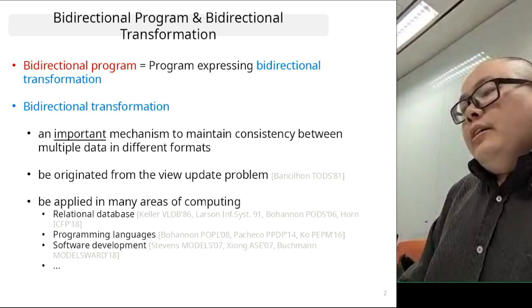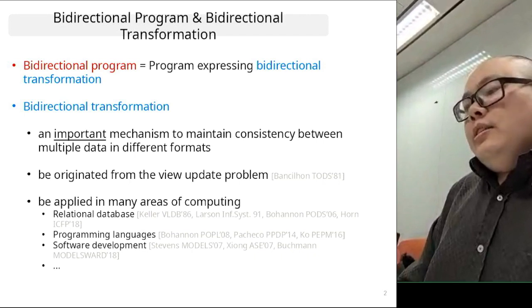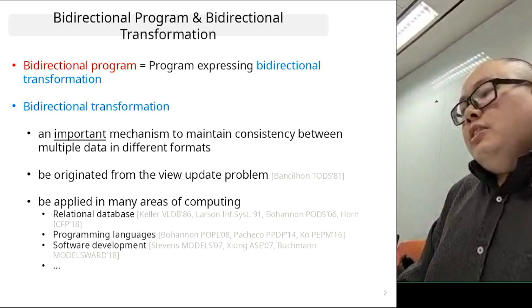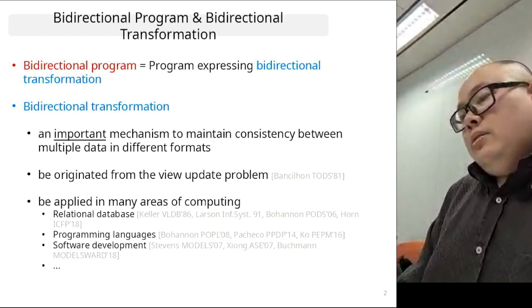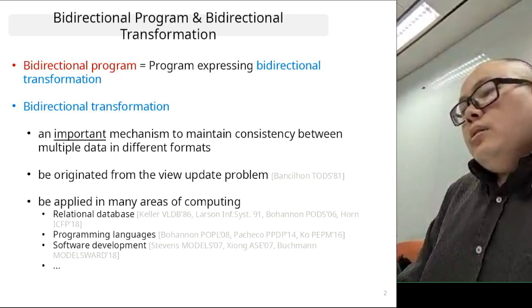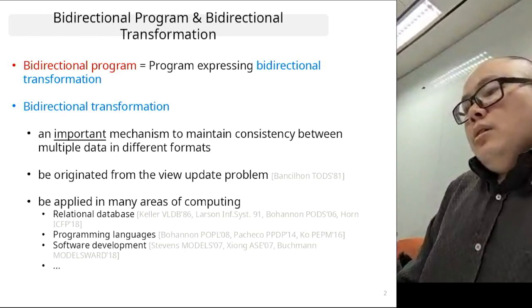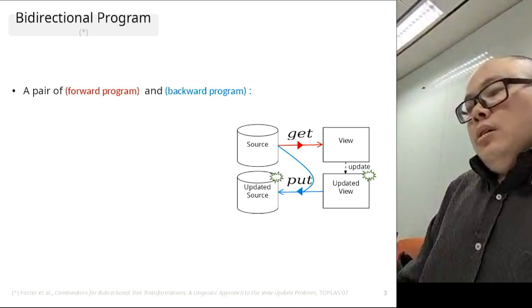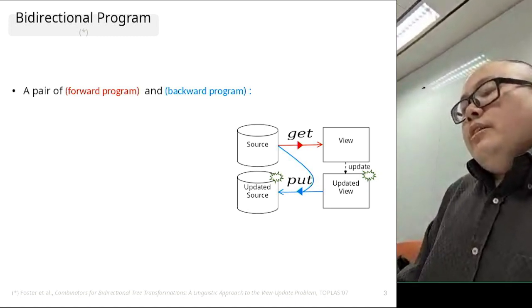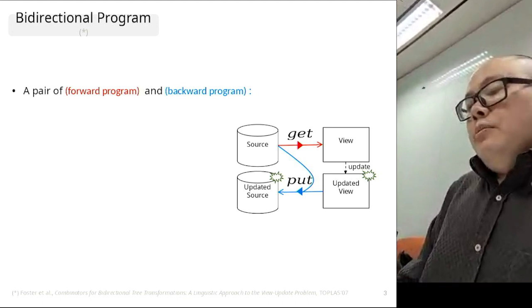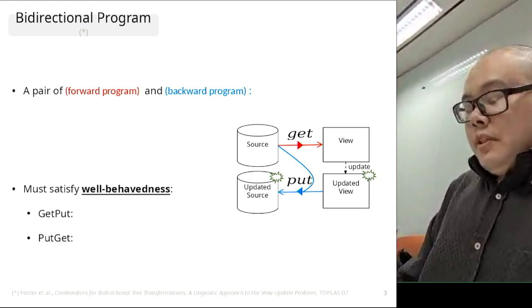Next slide. Generally, a bidirectional program is a pair of a forward program get in the red text and a backward program put in the blue text. On the right side, you can see the figure of the two programs. Get defines a view V over the source S, and put accepts an original source S and an updated view V prime and translates to an updated source S prime.